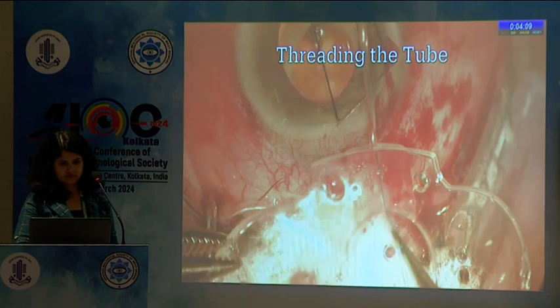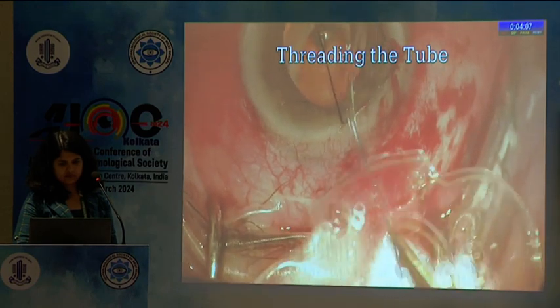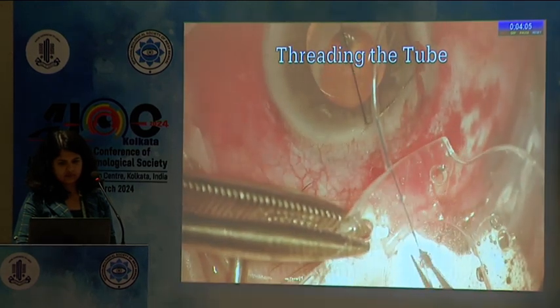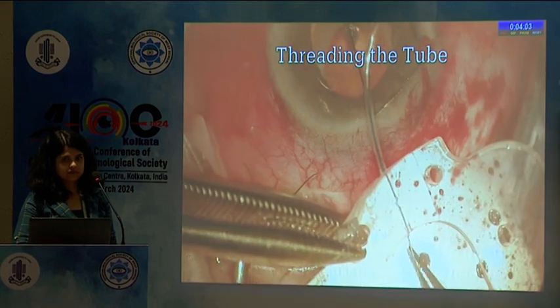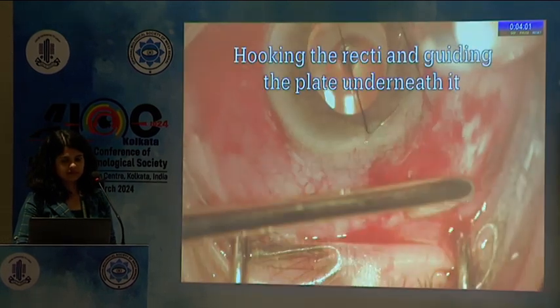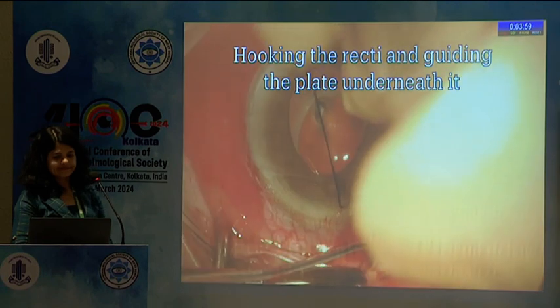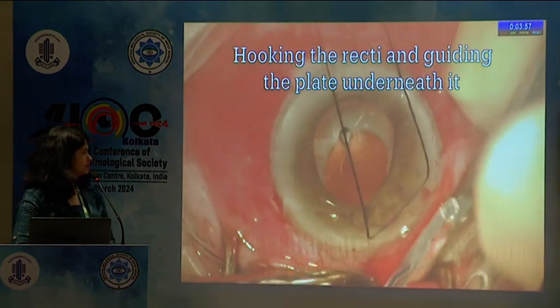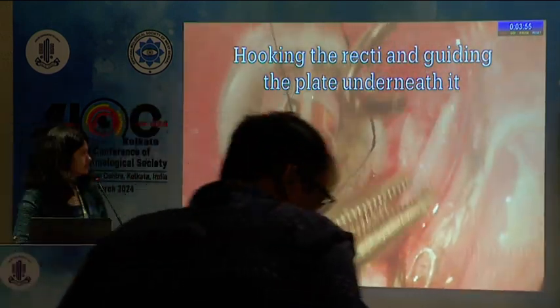We go ahead and thread the tube with a 6/0 Prolene suture. The purpose is to prevent early postoperative hypotony. Next, the recti are located and held using the squint hook, and the plate is then guided beneath the recti on either side.